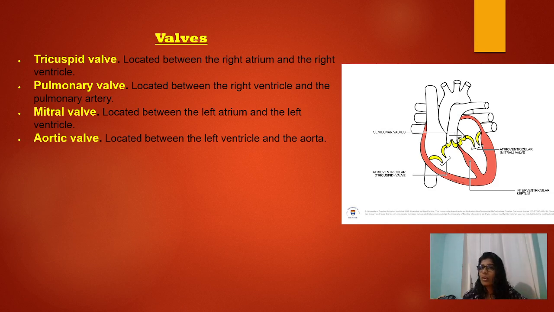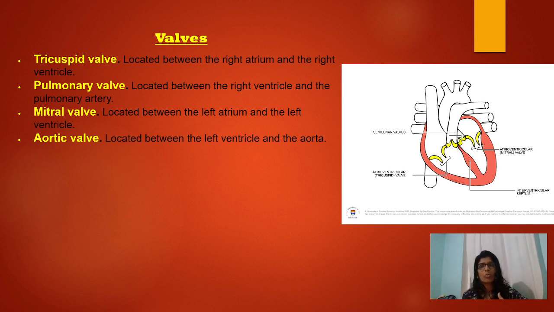We have a few valves also in the heart. So where do these valves come in? There are four different valves. The first one is the tricuspid valve. The tricuspid valve is located between the right atrium and the right ventricle. We have said that the impure blood will come to the right atrium, so from the right atrium it will come to the right ventricle automatically. And in between these two chambers, there is this tricuspid valve.